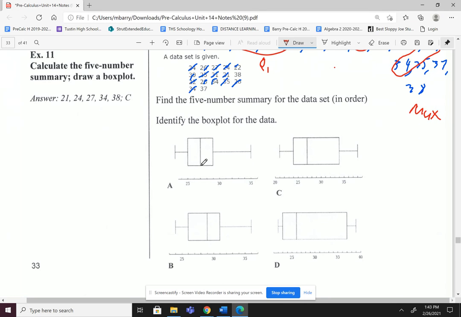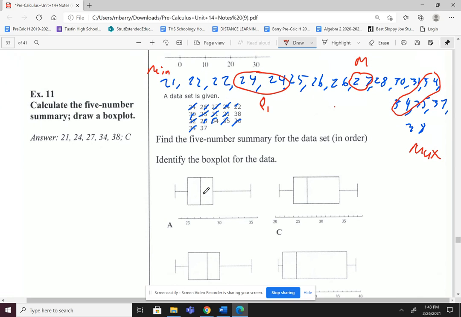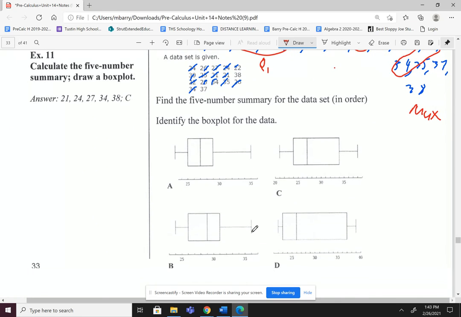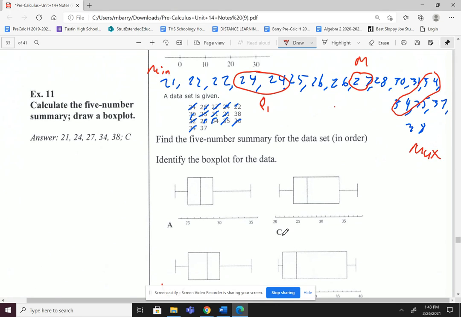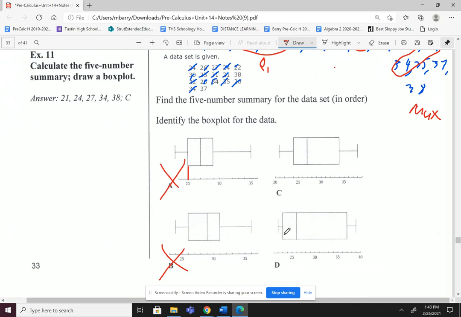So 26, 27 for the median on this one. That is my median. Okay, that one has a median of 27 as well. This one is not a median of 27. And this one is a median of 27 as well. Okay, so Q1 is 24. This one you can see is 25, so that can't be it. This one could be it. And then Q1 is 23 here, so that can't be it. So it must be C by the process of elimination.